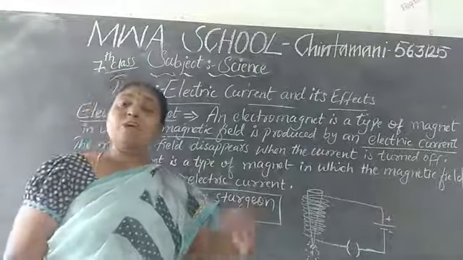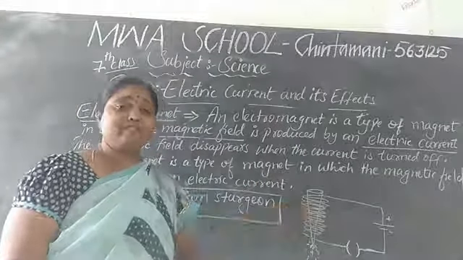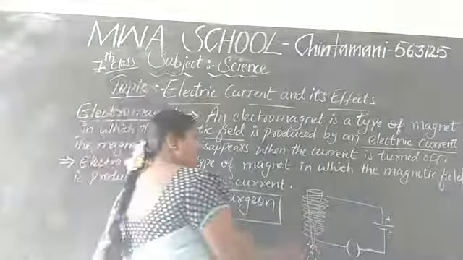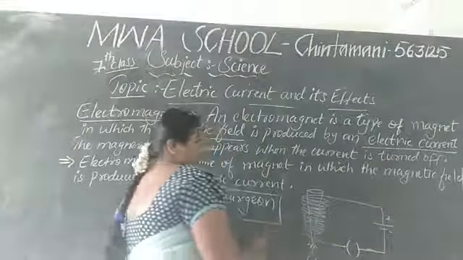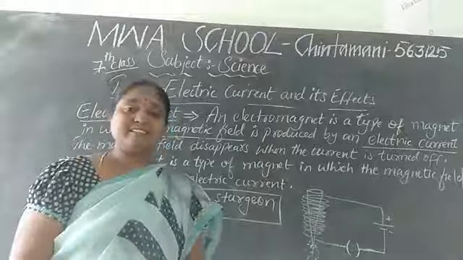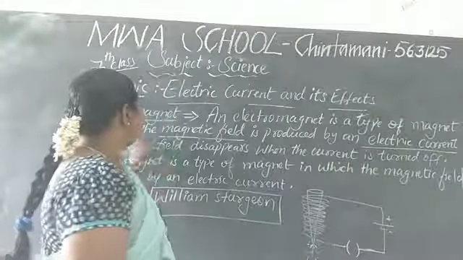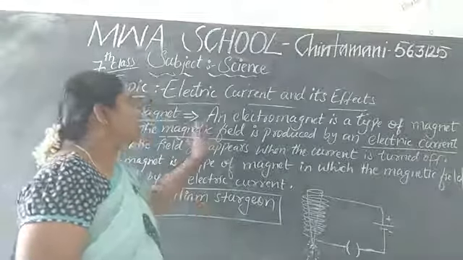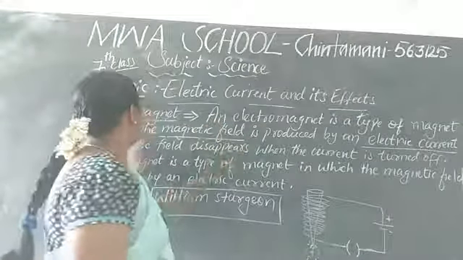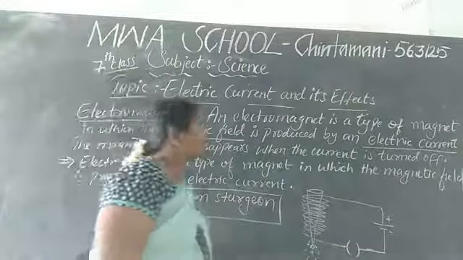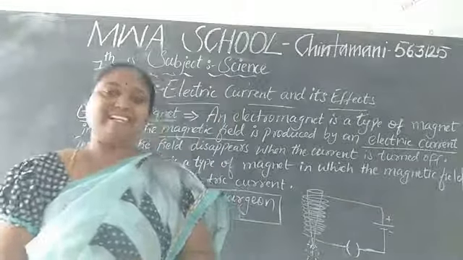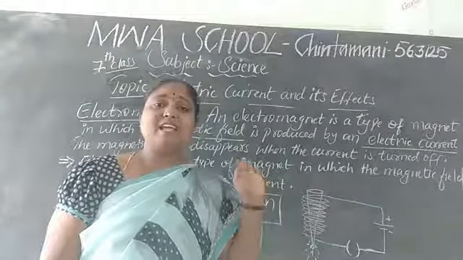If the current is on, then switch off. Then what will happen? All the pins will drop. Is it? Yes. So this is one small activity to know about the electromagnet. An electromagnet is a type of magnet in which the magnetic field is produced by an electric current. This is one small activity.